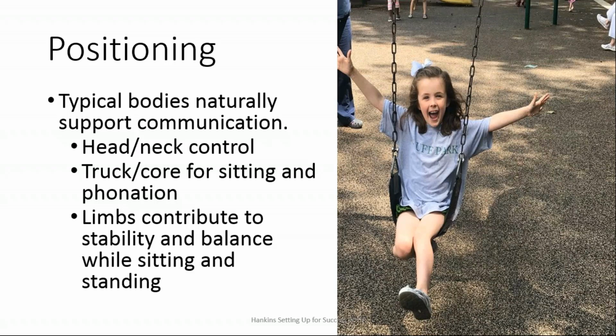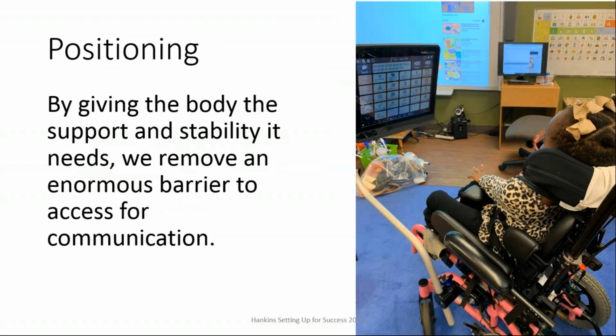So that shows me that her body strength is good, even though both of my kids are a little bit hypotonic and kind of weak people, we're not sporty people. She can really support herself for communication well. That's not usually the case for our complex communicators. But by giving the body the support and stability it needs, we remove an enormous barrier for access to communication.